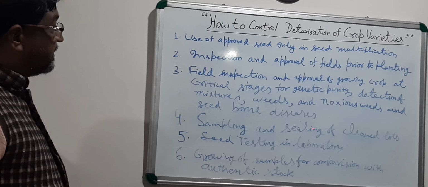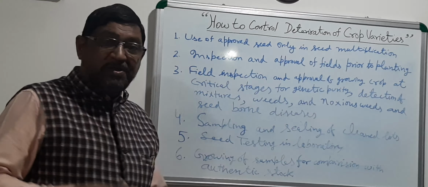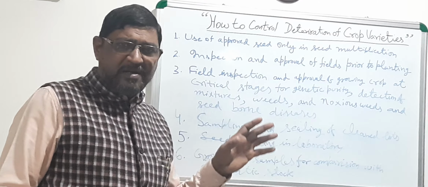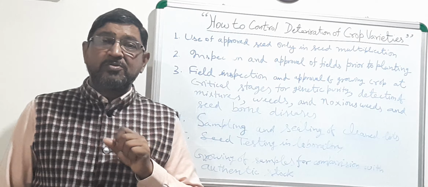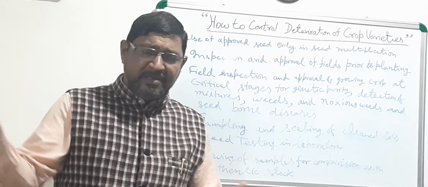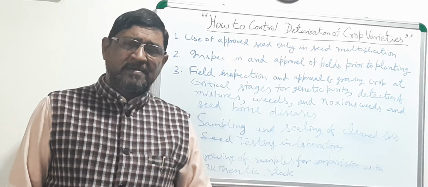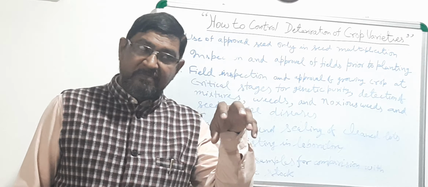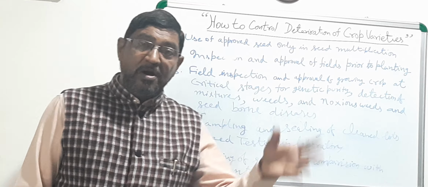Next, sampling and sealing of cleaned lots. Of course, the crop has been harvested, has been threshed, has been processed, grading has been done. Then you are going to take the sample. Means the inspector has to visit the field for taking proper sample. There is a method, a different topic, it will be dealt with. This sampling. So how to take the sample? The inspector has to take the representative sample, which is representing the whole lot.